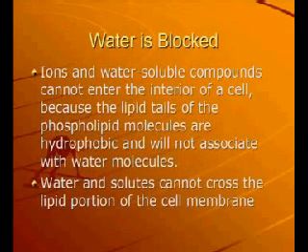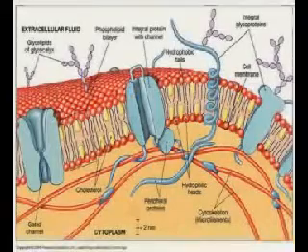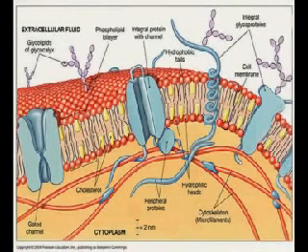Ions and water-soluble compounds cannot freely enter into the interior of the cell. Thus, water is blocked. Because lipid tails in the phospholipid molecules are hydrophobic, they will not associate with water molecules. Water and solutes cannot cross the lipid portion of the cell membrane. Again, as the illustration shows, this is the lipid portion of the membrane. Again, water cannot freely communicate here. Water from this side can't freely communicate outside.